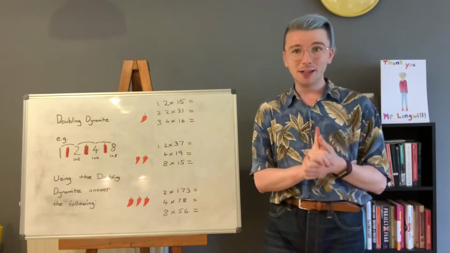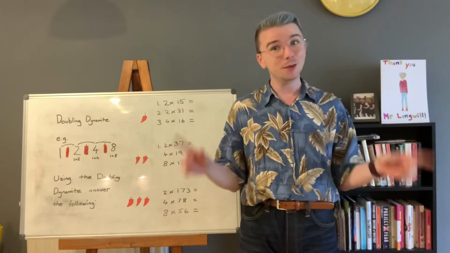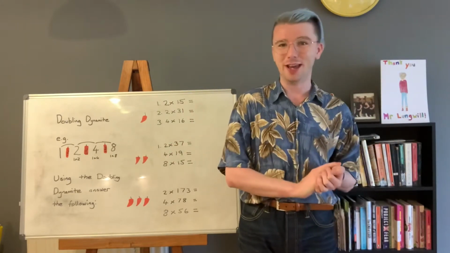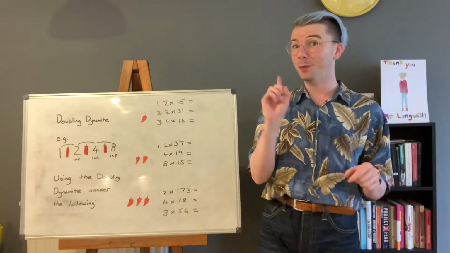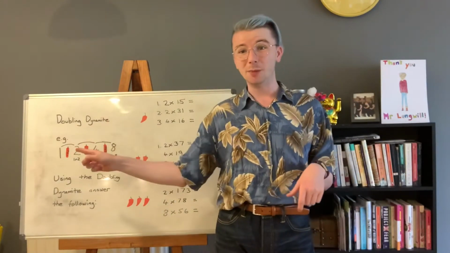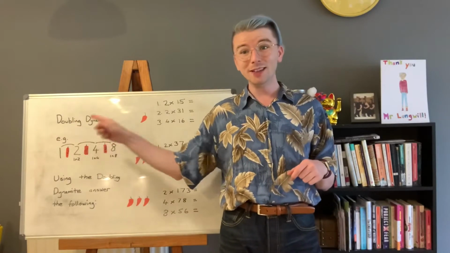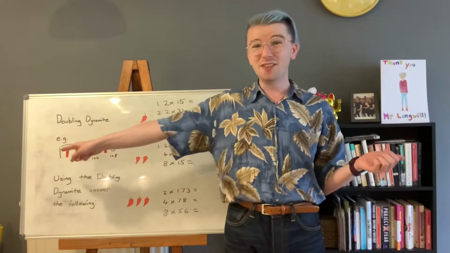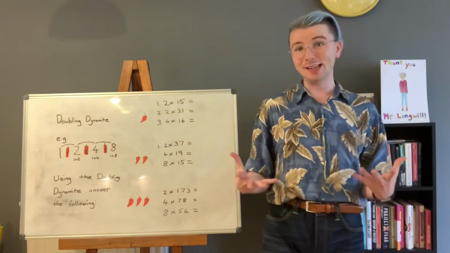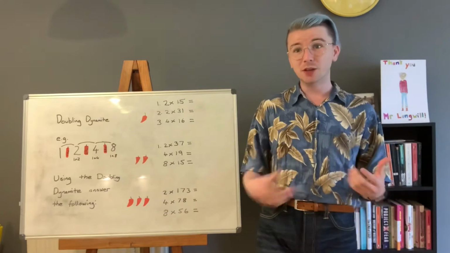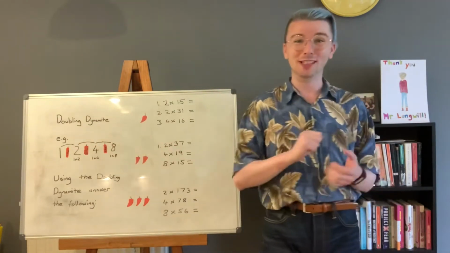With Doubling Dynamite, you take a number and you double it. Sounds really easy, but actually can become quite complex. Here is my example, the simplest number I can think of, the number 1. If I use Doubling Dynamite once, it turns into 2. If I use Doubling Dynamite twice, it would turn into 4. And if I use Doubling Dynamite 3 times, that would turn into the number 8. The reason that works is because I'm doubling again, and doubling one more time.